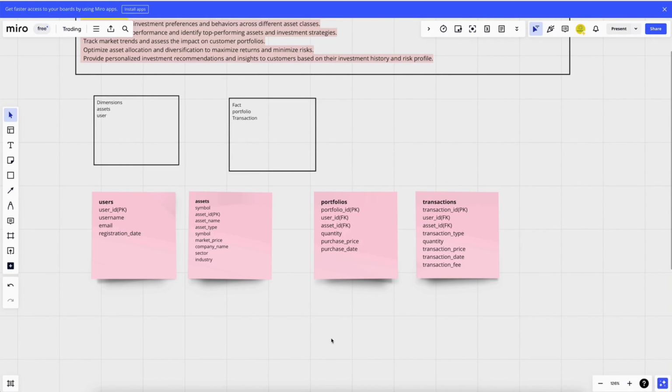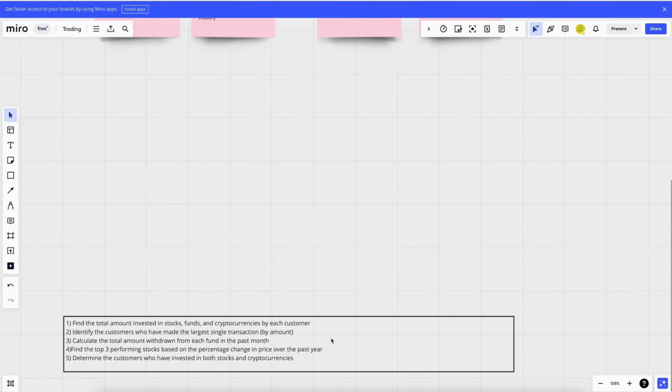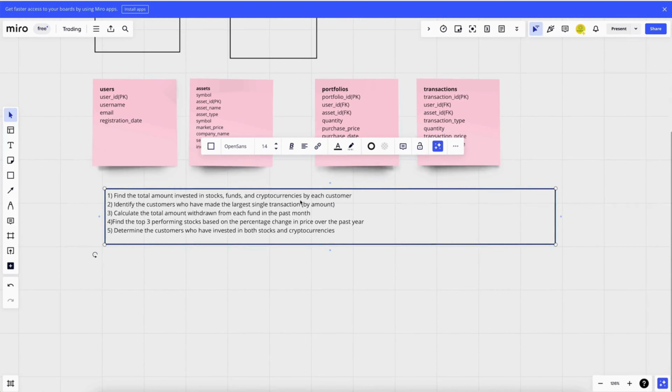So once we have these dimensions and fact tables, let's start with our first SQL statement here. I'll just pull this here. And the first SQL statement we have to solve from the data model we created is: find the total amount invested in stocks, funds, and cryptocurrencies by each customer.